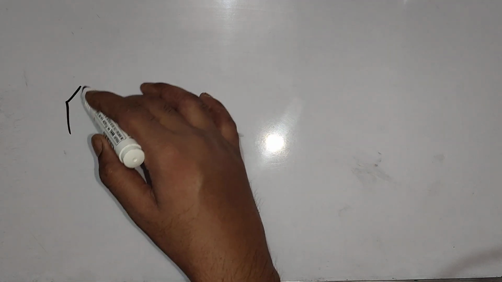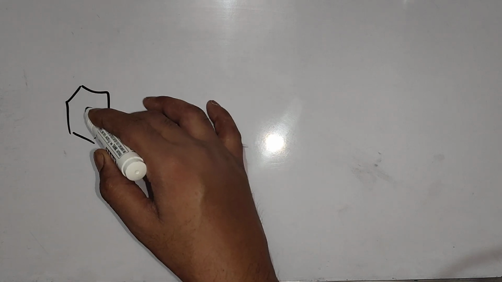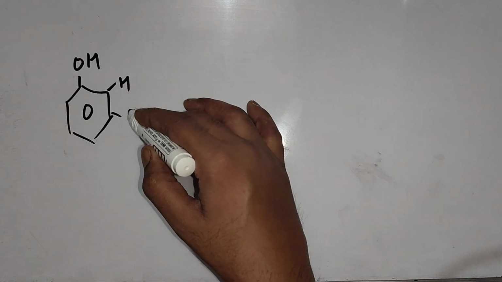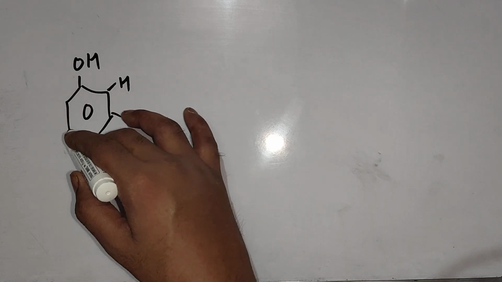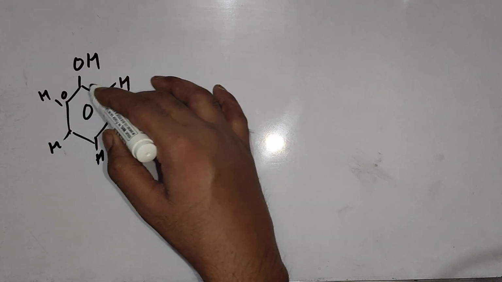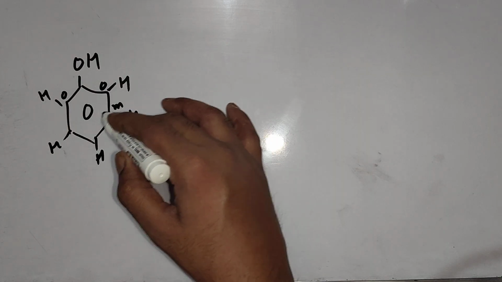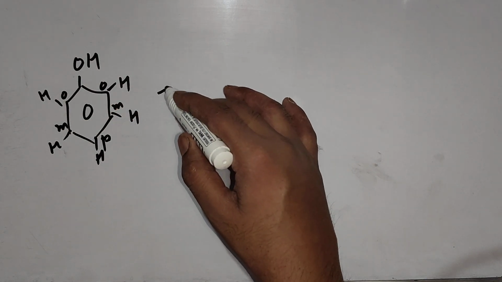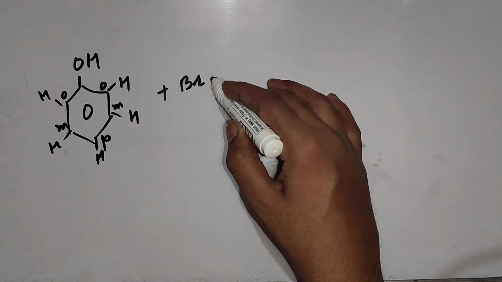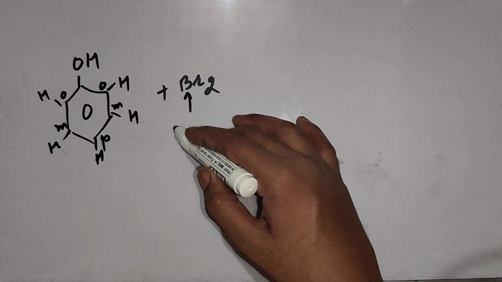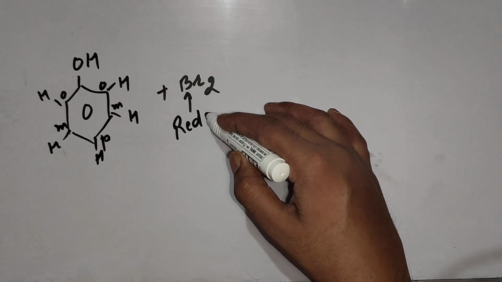For the bromination of phenol, we need to react our phenol. This is our phenol molecule. As you know, these two positions are ortho. These are meta positions and this is para position. We need to react phenol with bromine. Bromine is a reddish brown liquid.